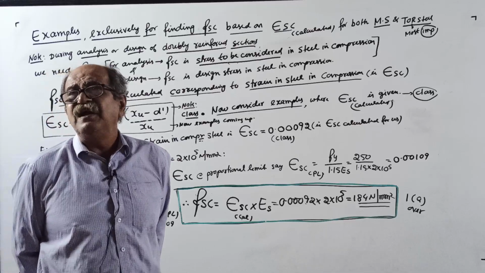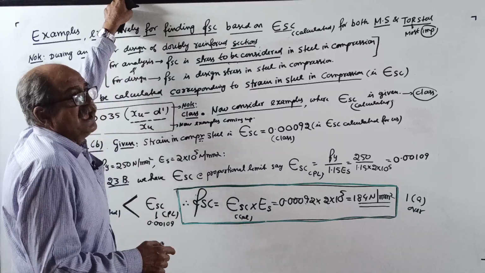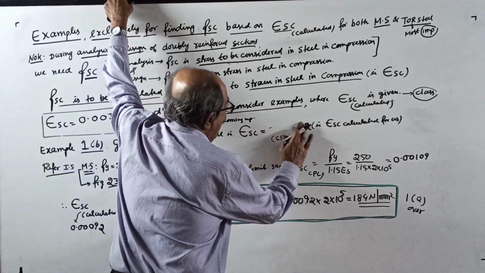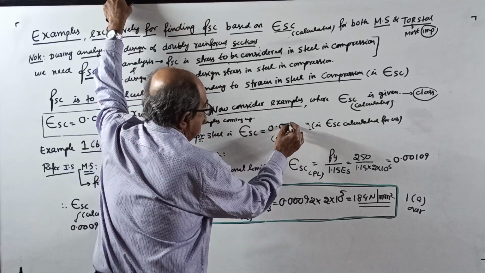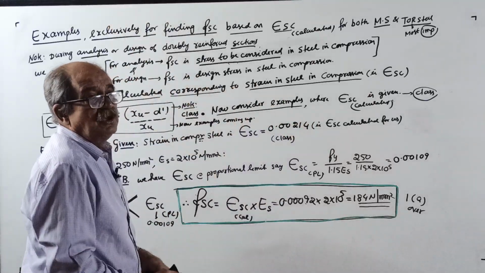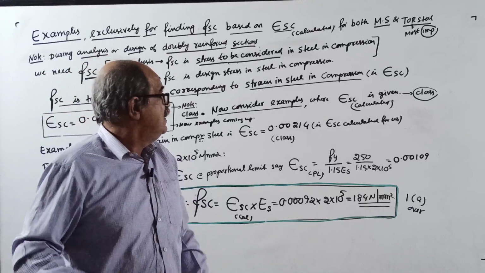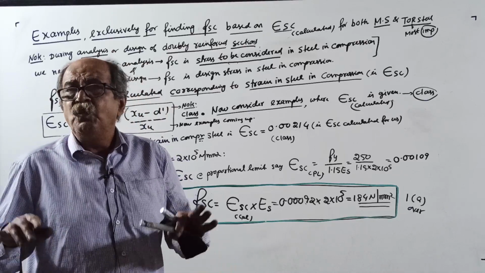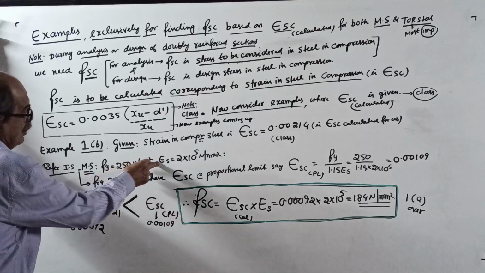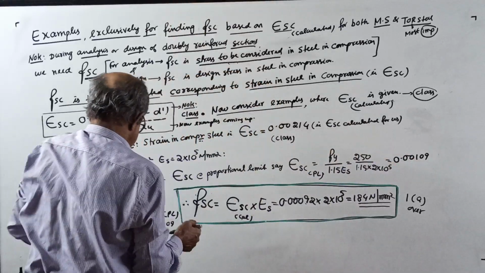Find stress to be considered in compression steel, that is FSC, if strain in compression steel calculated is, I am giving answer now, 0.00214, given in the question. So question is, second question, 1B. You have to find, the steel is mild steel. Same figure, Fy all same, epsilon SC proportional limit will remain same, 0.00109.